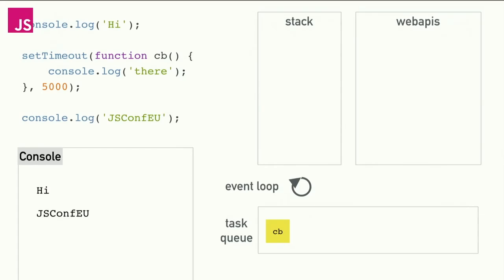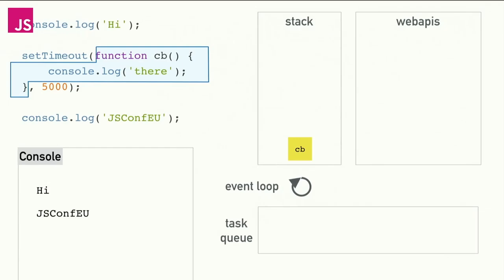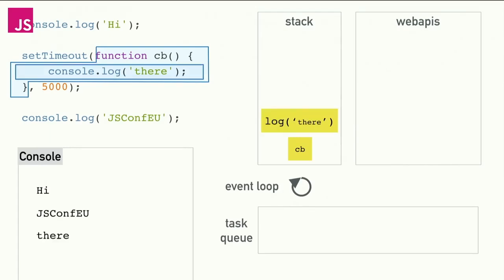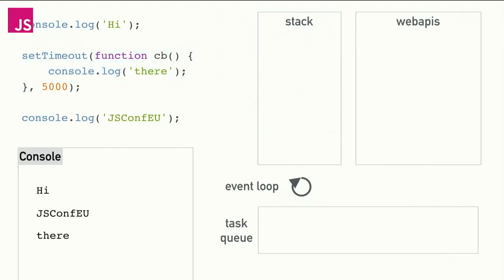If the stack is empty, it takes the first thing on the queue and pushes it onto the stack, which effectively runs it, right? So here we can see that now the stack is clear. There's a callback on the task queue, so the event loop says, oh, I get to do something here. It pushes the callback back onto the stack. Now remember, the stack is like JavaScript land, right? This is back inside V8. So the callback appears on the stack and gets run, console.log there, and we're done. Does that make sense? Everyone with me?